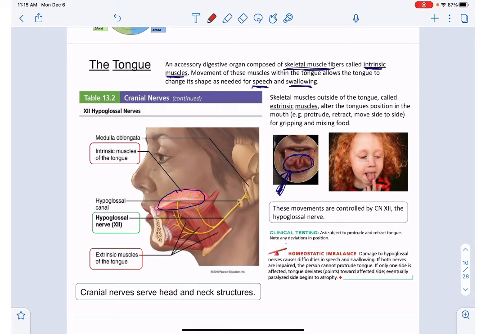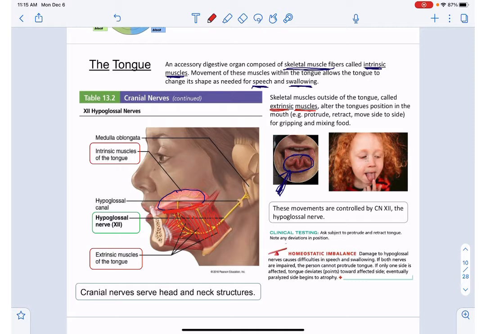We also have skeletal muscles outside of the tongue that are attached to the tongue, and we call these the extrinsic muscles. All of these skeletal muscles down here that are attached to the tongue are called the extrinsic muscles. And what do these do? Well, these allow us to change the position of the tongue, to move the tongue around within the oral cavity.